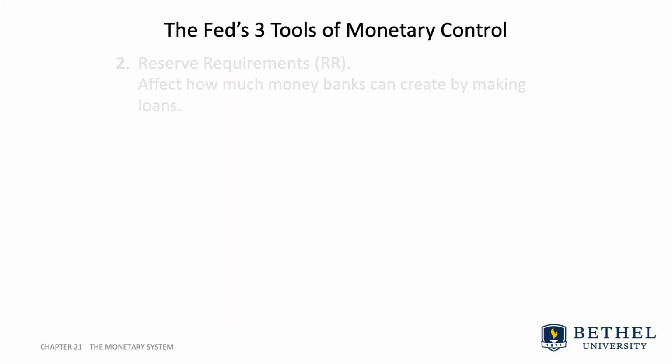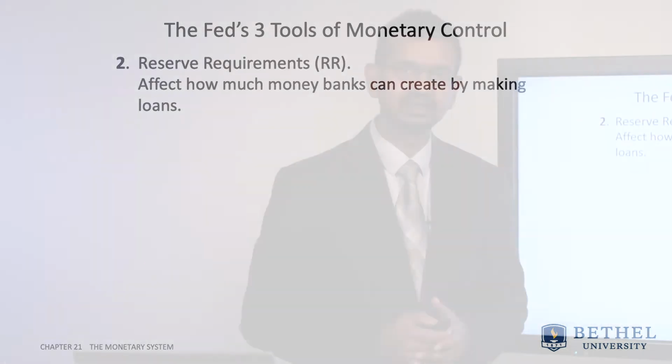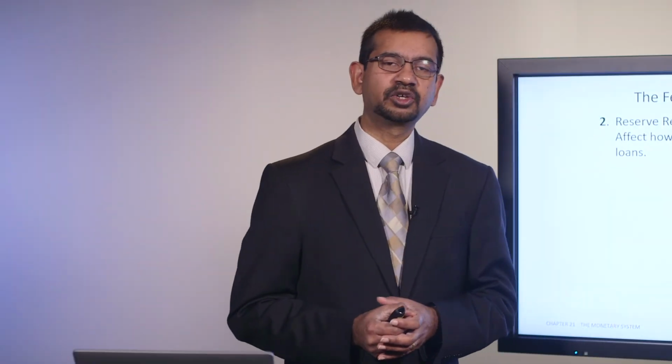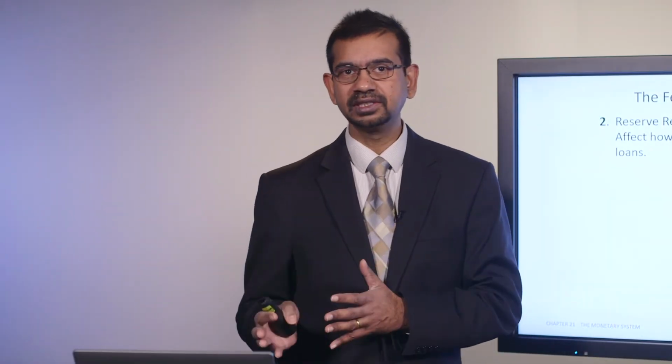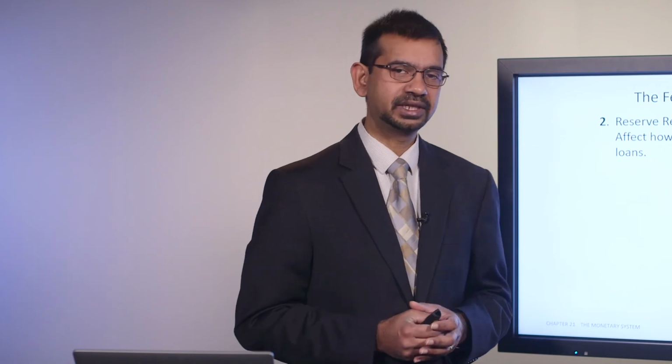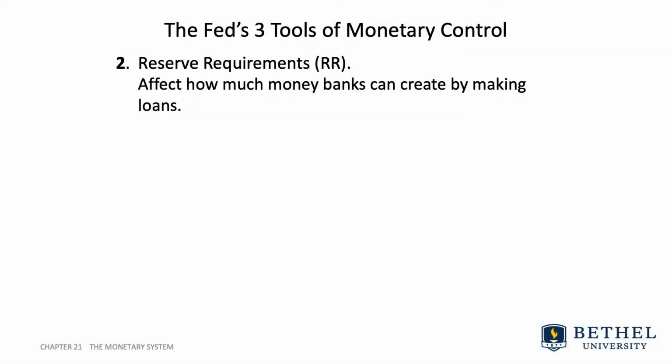The second tool that the Fed uses is reserve requirements. All commercial banks are required to hold certain reserves in the Fed vaults as a safeguard against bank runs. This reserve requirement affects how much money gets created in the US economy. To increase the money supply, the Federal Reserve can lower the reserve requirement. As a result, banks have more money in their vaults, which they can loan out, and money supply increases.